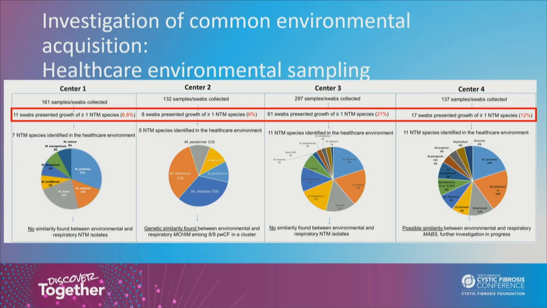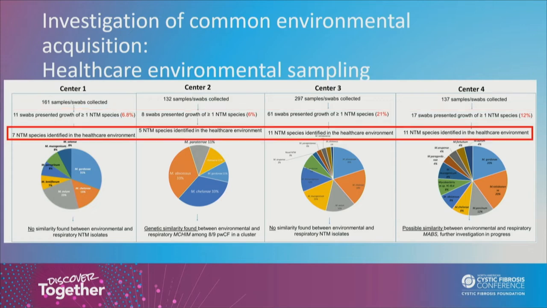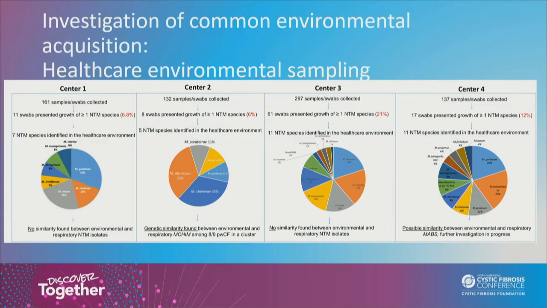This line highlights the NTM recovery rate from the swabs that were collected. So the red percentages there show, for example, center one had 6.8% NTM recovery from those environmental samples, whereas center three had a 21% recovery rate. This highlights the number of NTM species identified within each center. And then I'm just going to walk you through the results that are shown through the pie graphs here.